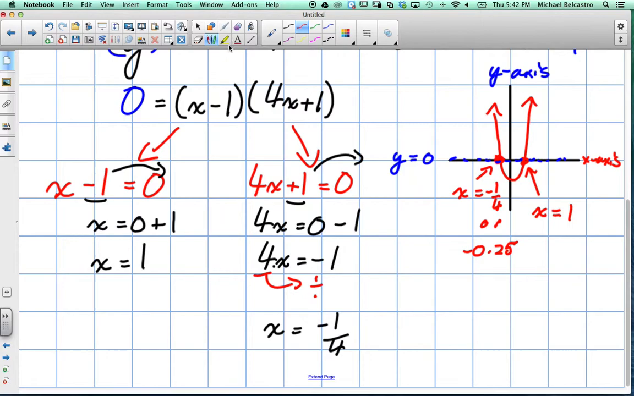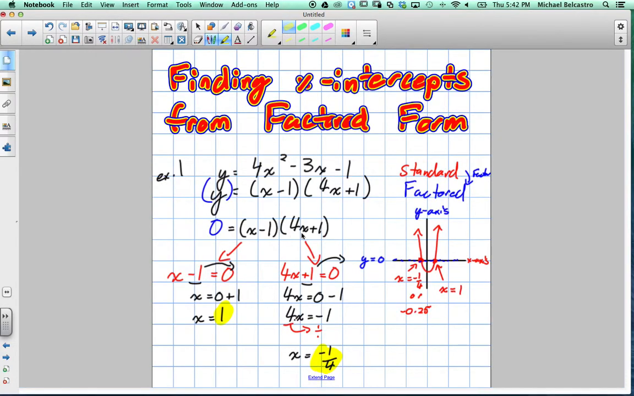Okay, so by going through this process, we found our two x-intercepts. That's what they've told us here. So once we're in factored form, we set it equal to 0, split the two brackets, set them both equal to 0, and solve for x. There's usually going to be 2. There are some instances where there's 1, and others where there's none. But if we're in factored form, we're probably going to be able to find 2.